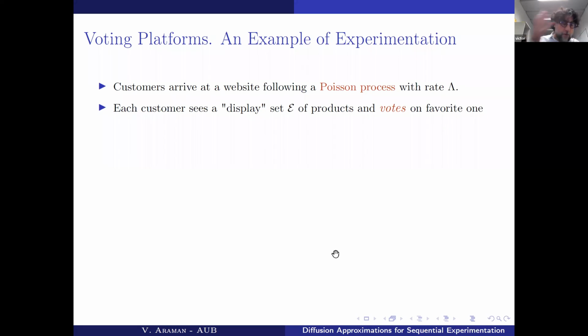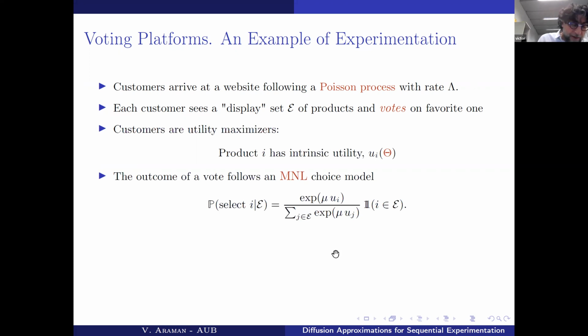So think of a website that is receiving basically visitors at a Poisson process with rate lambda. And each customer sees a display of products. This is our experiment, and will vote on their favorite one. What is the probability Q? The probability Q is basically going to be following some choice model. For example, the most typical, Arnaud mentioned this yesterday, would be an MNL, right, with some parameters.